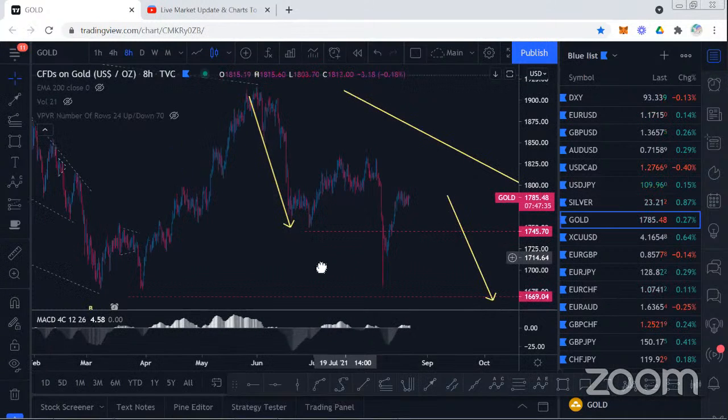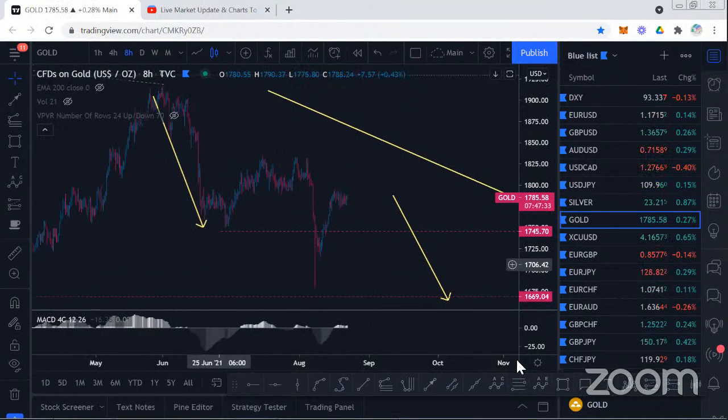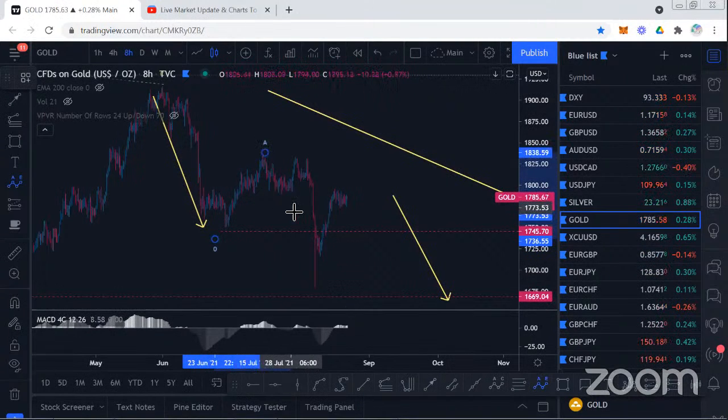Actually starting to believe what we're seeing in gold is a bit of an expanding triangle, the beginnings of an expanding triangle. When you look at the figures, you get 1, 2, 3 up, A wave, 1, 2, 3 down, B wave.